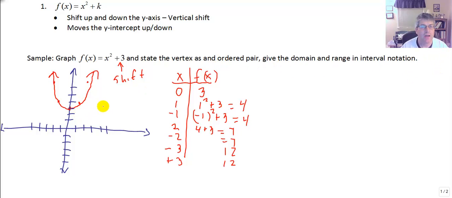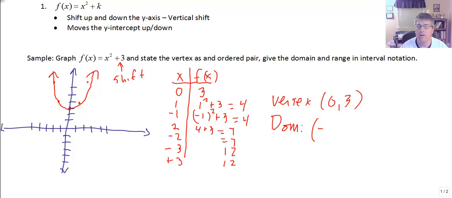So our new vertex, let's go ahead and answer our question. The vertex now is at the point (0, 3). And the domain of our function, the domain is our valid inputs. Well, we can input any x we want still. It doesn't matter. So that's still a function. And we can input any x that we want. So our domain goes from negative infinity to positive infinity.